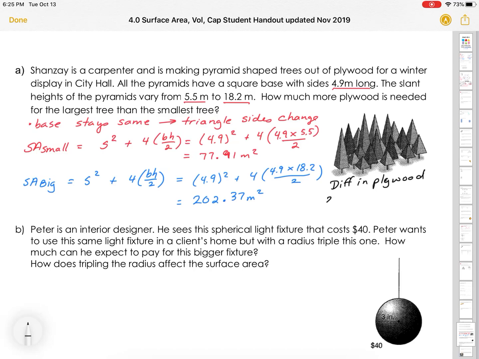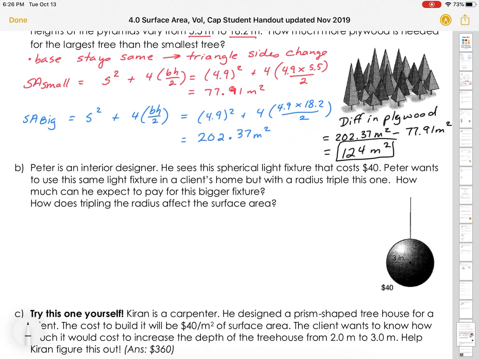So the difference in plywood between the largest to the smallest, we'll use yet another color, difference in plywood. We're going to subtract, right? So it'll be 202.37 meters squared minus 77.91 meters squared, which equals 124 meters squared. So that's how much more plywood he would need to build a large tree compared to a small tree. So quite a big difference. I mean, we just want to know the amount of plywood. Sometimes we ask how many times, but this is how much more plywood.